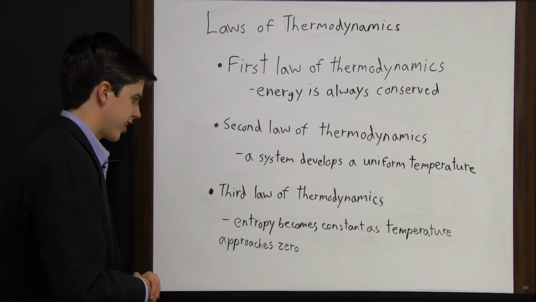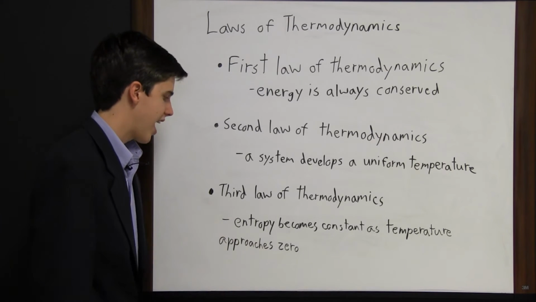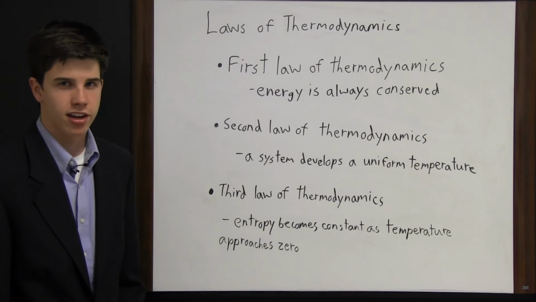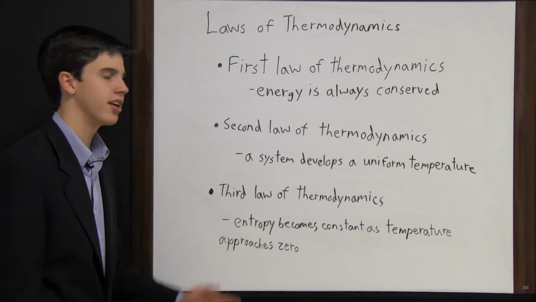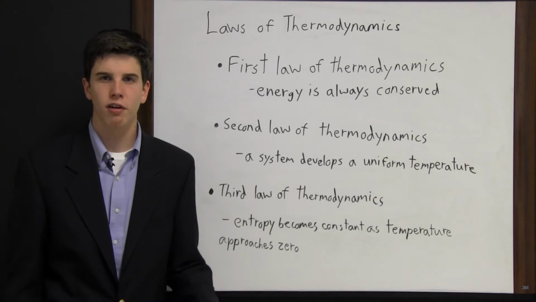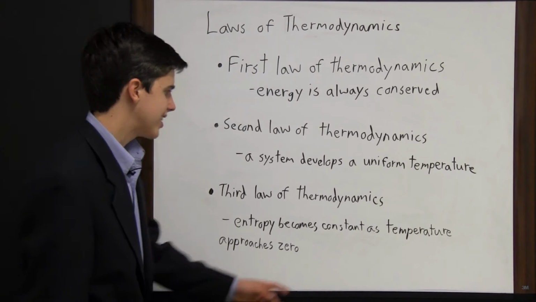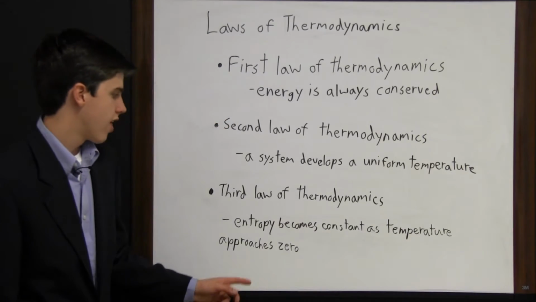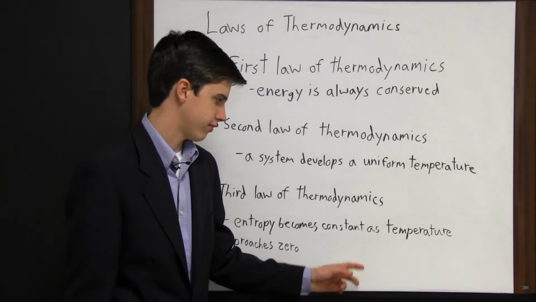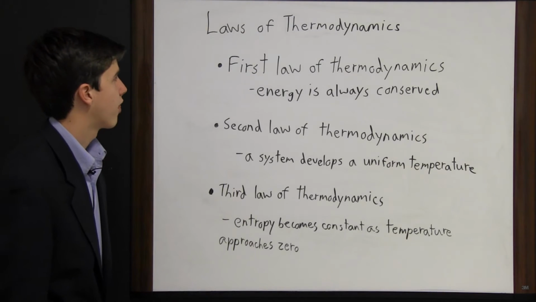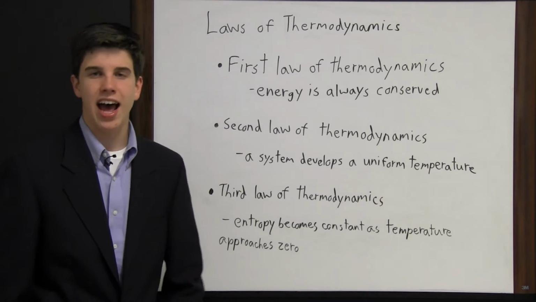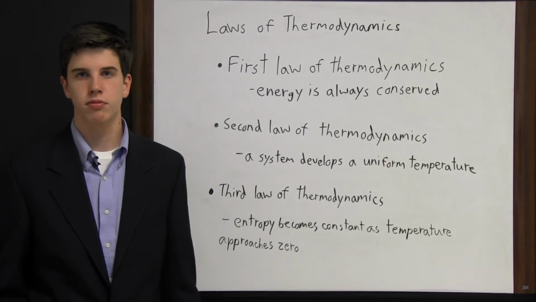The third law of thermodynamics is that entropy becomes constant as temperature approaches 0. Now this doesn't really make sense unless you know what entropy is. Entropy is the flow of heat. So as the temperature approaches 0, the flow of heat becomes constant. So that's a look at the 3 laws of thermodynamics and how they affect our world.